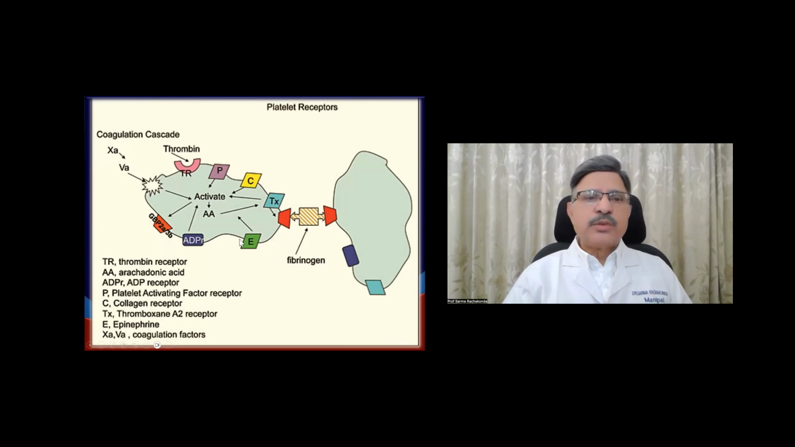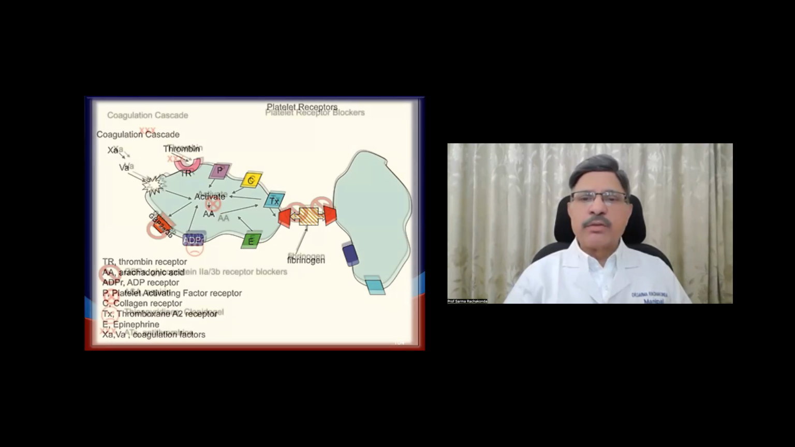Okay, so there are platelet receptors, I told you: thrombin receptors, thromboxane A2 receptors, ADP receptors, GP2B3A blockers, all of them. And finally, the fibrinogen to fibrin is the firm link between the platelets. For two platelets to be bound together, we require the fibrin bridge, and this is where your GP2B3A blockers go and block that particular area, and no fibrin network is formed.